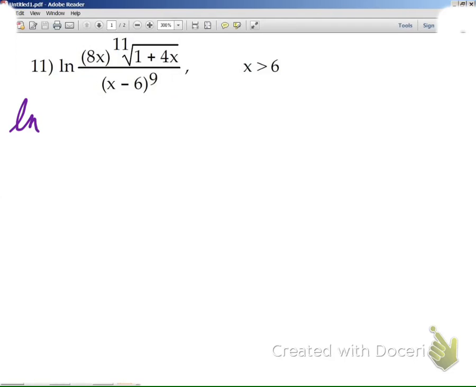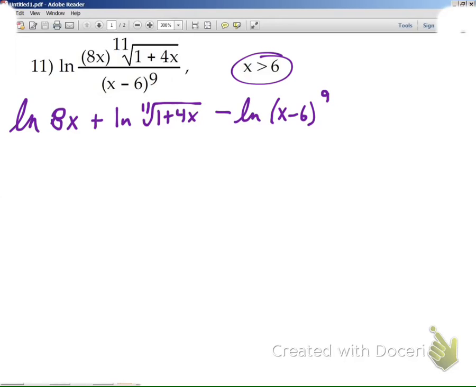We have the log of, since the log of the product is the sum of the logs, we're going to write the sum of the logs here. Log of 8x plus the log of, oops, not log, it's ln, of the 11th root of 1 plus 4x. And then, again, the log of a quotient is the difference of the logs. So we have ln of x minus 6 raised to the 9th power.